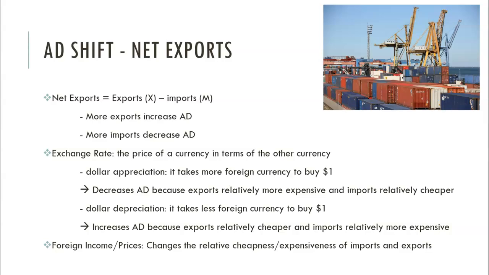Changes in foreign incomes and foreign prices are also going to affect net exports. It affects the relative cheapness or expensiveness of imports and exports. If foreign income is going up, they have a lot more money, they may increase their demand for U.S. exports. Or if the price level goes up in another country, then they may demand more U.S. exports. Okay, and so this is relative to prices and incomes staying the same in the U.S. If it changes in one country compared to another, it's going to affect imports and exports.